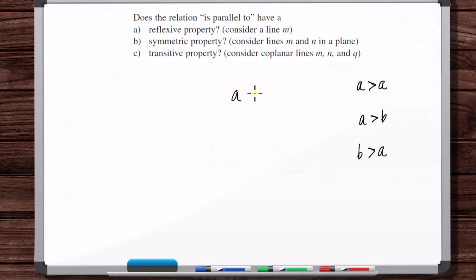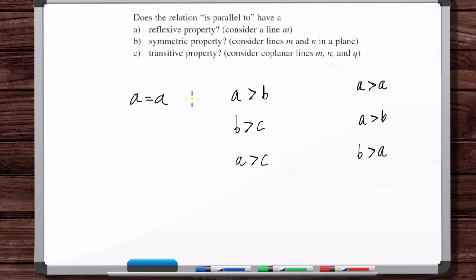That what you do is you say if A is greater than B and B is greater than C, then must A be greater than C? Yes. So it is transitive. That's the idea. Like the equal sign. A is equal to A.